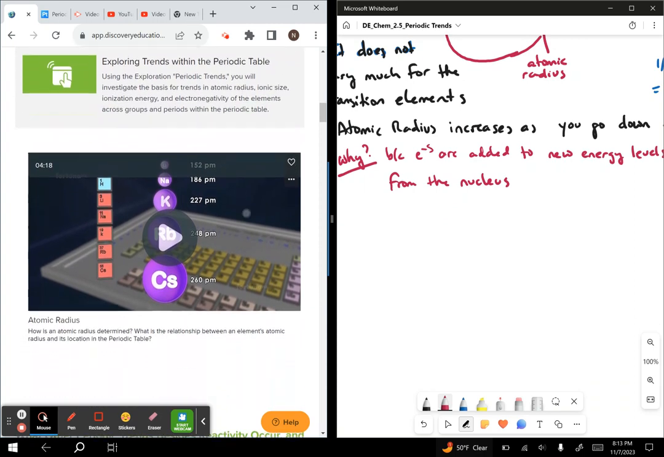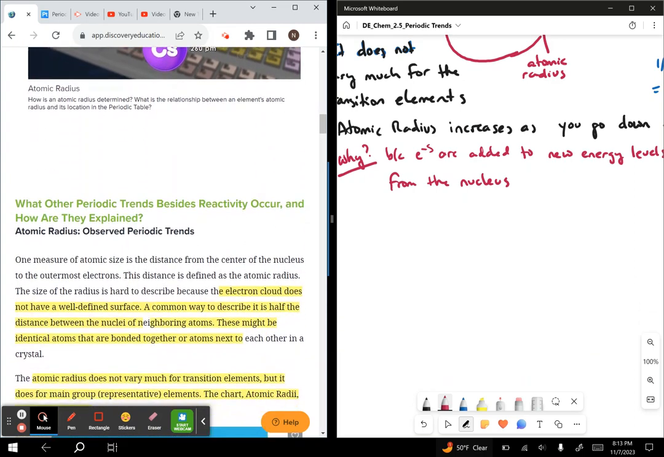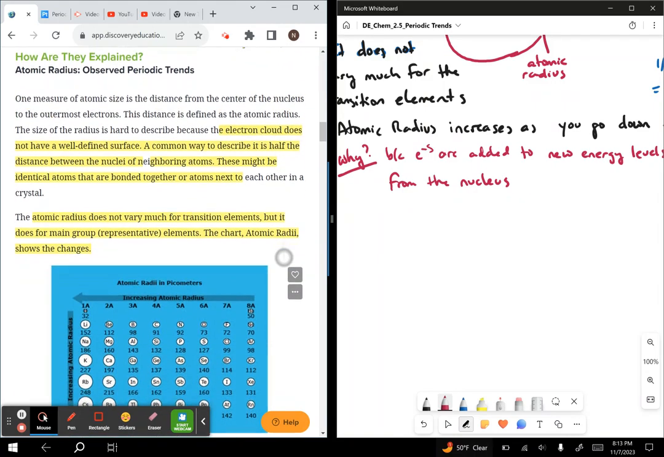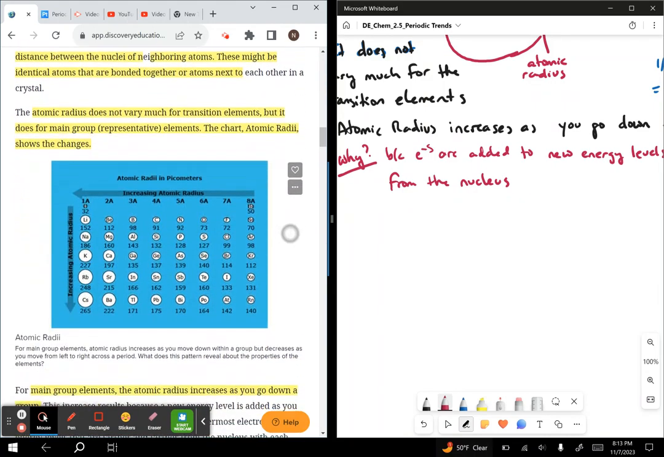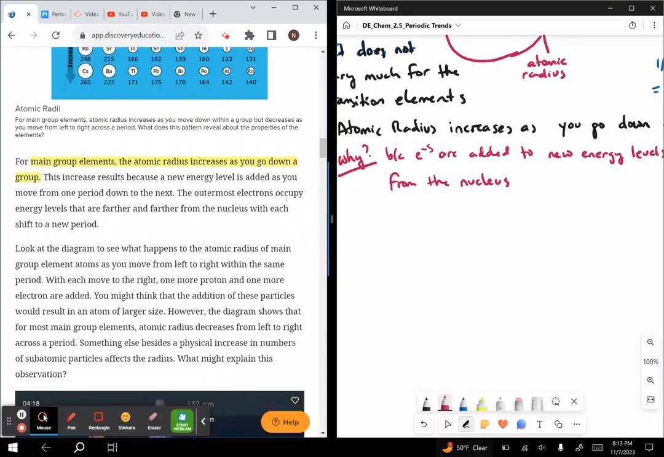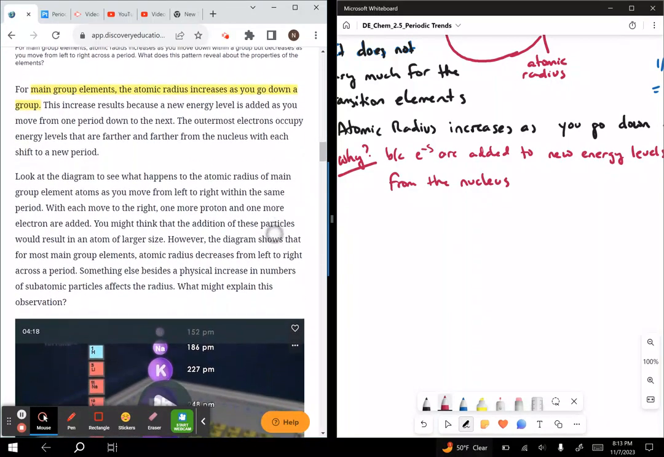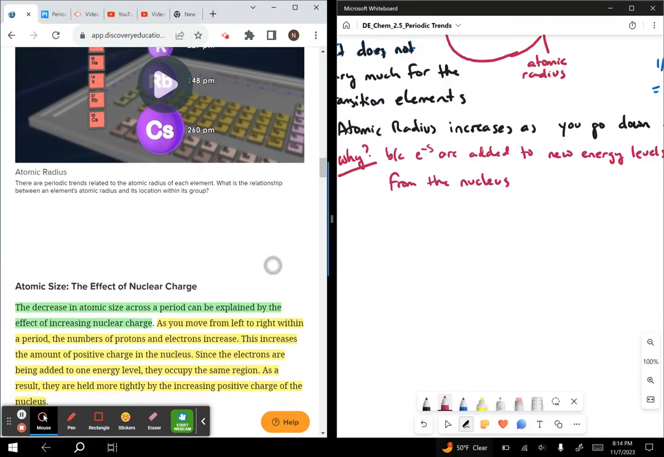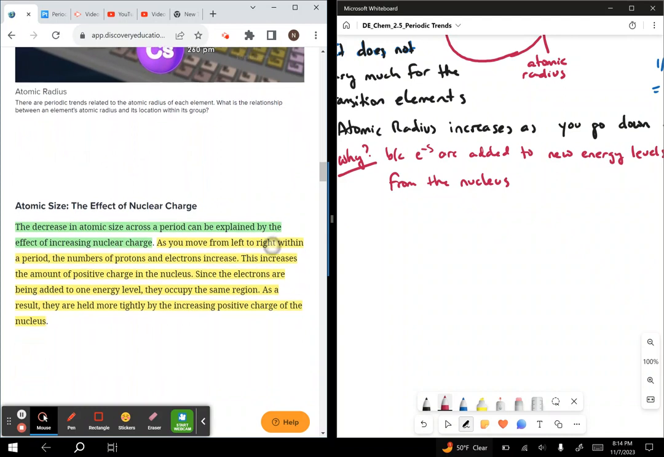You got a few videos here. Here we have kind of a duplication of information. Okay. Atomic size, the effect of nuclear charge. Let's see if they're going to reveal this answer to us.